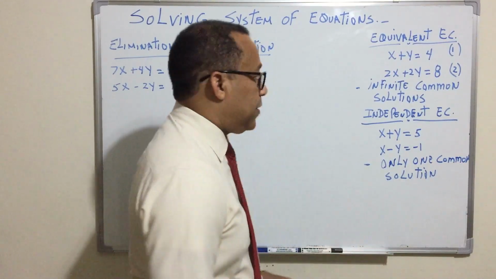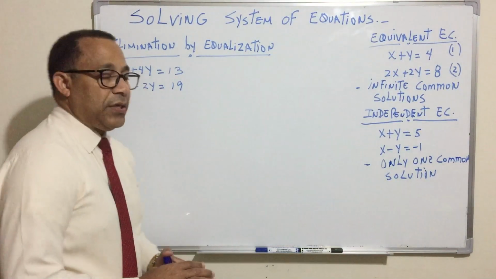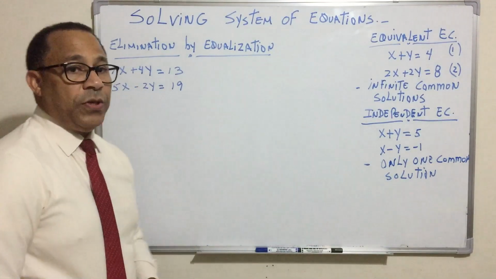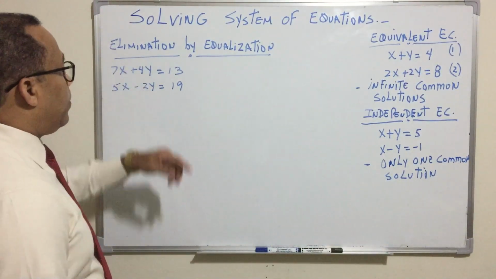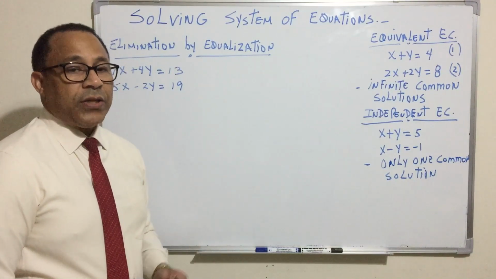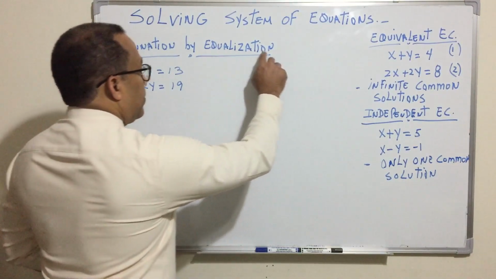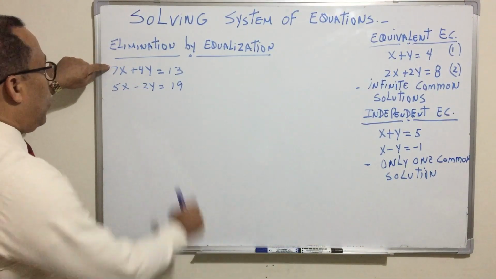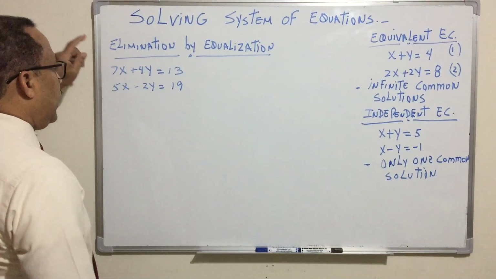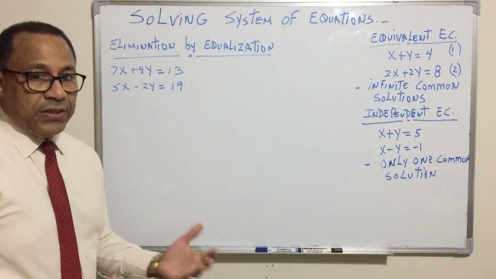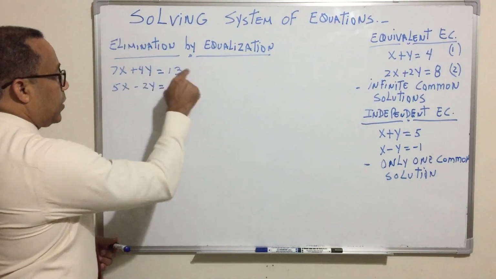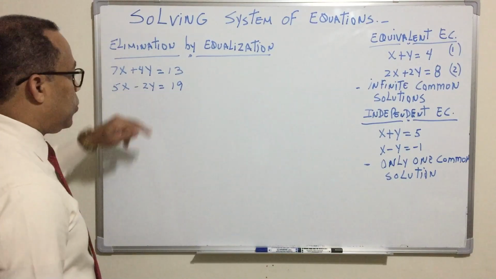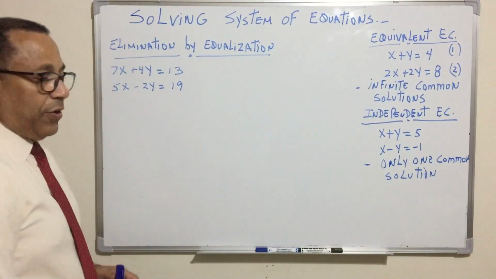How can we do that? By using different methods of elimination. The first method we are going to be using is called elimination by equalization. What does that mean? Well, this term means that I need to clear one of these two equations and do the same in the second equation. It means that in equation number 1, I'll clear the x. In equation number 2, I will also clear the same letter x.